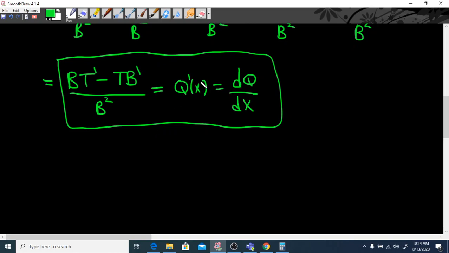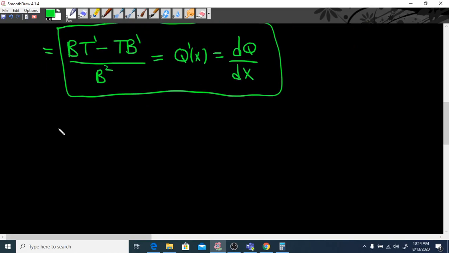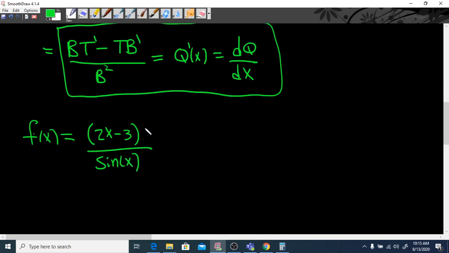Okay, let me do one simple example of the quotient rule, and then we'll call this video. So let's say we have this function. We already did the derivation, so I'm just going to use this result. There are four things here: the top, the bottom, and then both derivatives. So I'm just going to write it down.